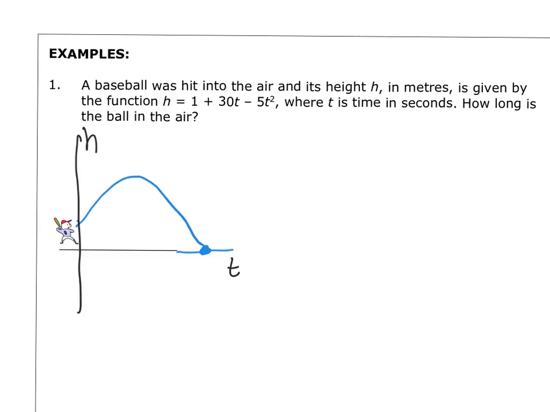So we're asked how long the ball is in the air for. So we are interested in this value here. At this value, we know that the height is 0 because it's landed on the ground. And we're trying to find the time, which is actually the x-intercept.